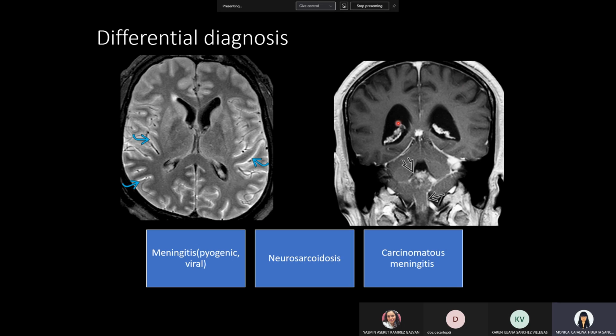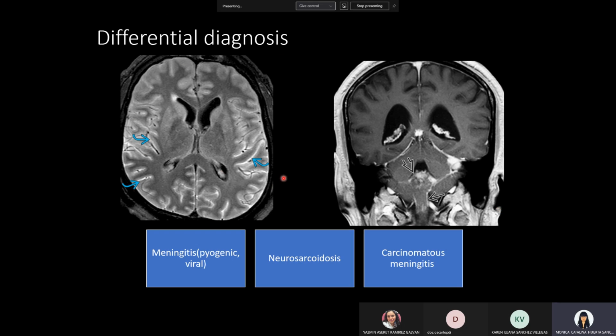Neurosarcoidosis can also mimic tuberculosis, as we can see a typical leptomeningeal or dural enhancement. It rarely causes parenchymal nodules, and it usually infiltrates the pituitary gland, the infundibulum, and hypothalamus.